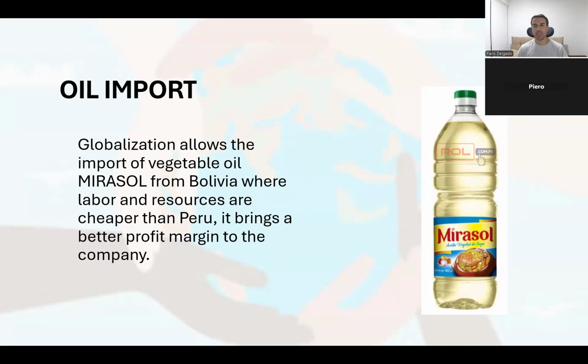The company decided to produce this oil in Bolivia because the country is the biggest soja producer in South America. So we make the oil in Bolivia and then import the product, around 2,000 tons per month, to our country. This product is the most economic product that can be offered in our market.